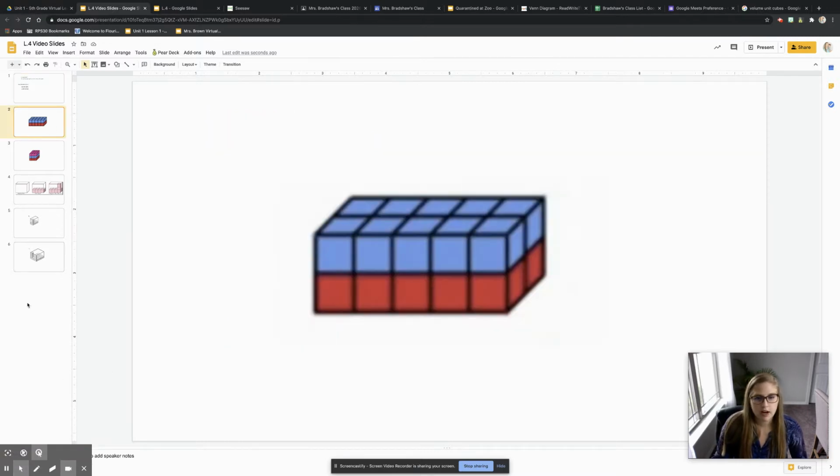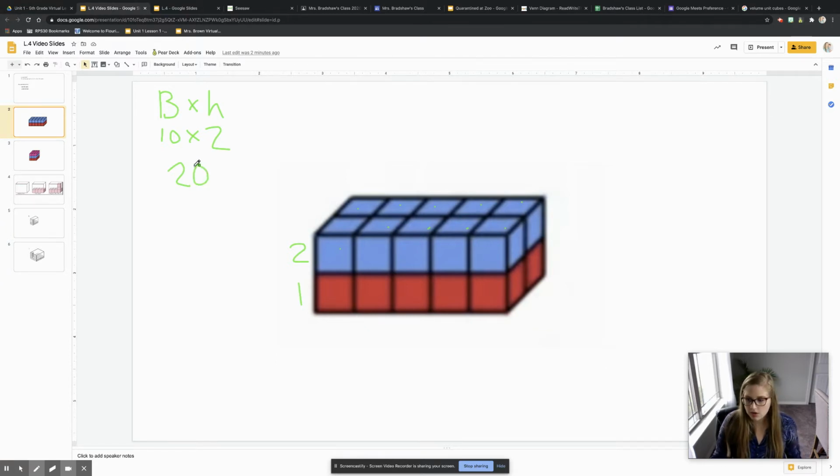So let's try it with this one. Here is my cube and I need to find the volume of it. So using the same formula that we've been doing, I know that it's base times height. Well, I have 1, 2, 3, 4, 5, 6, 7, 8, 9, 10 cubes for my base. And I know that my base is the bottom part here, but it's the same top and bottom. So 10 times I have one layer here, the red, and I have two layers here, the blue. So 10 times 2 is 20.